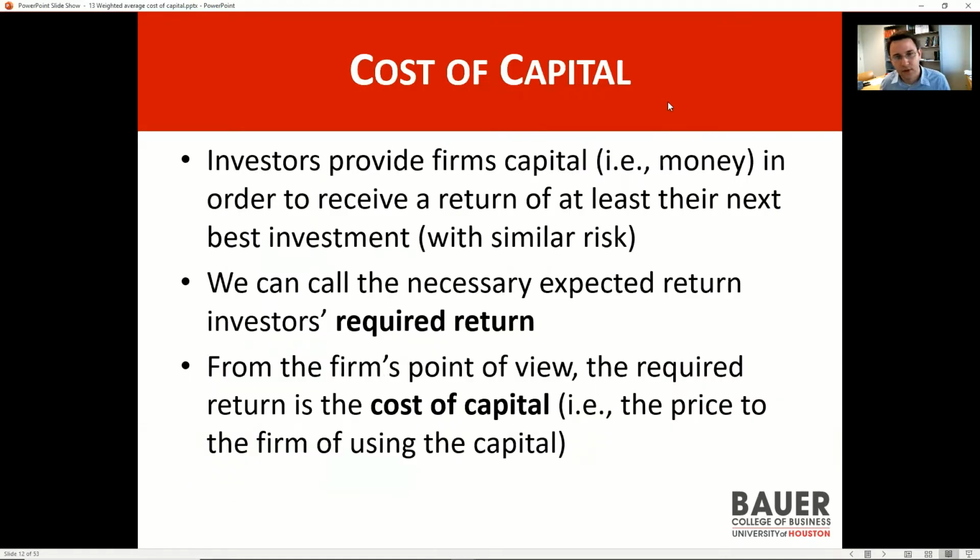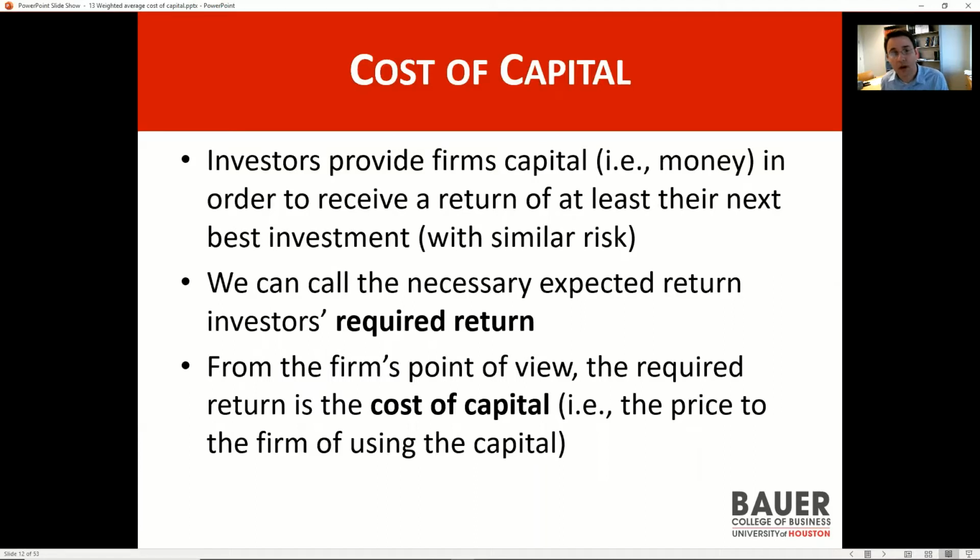So in words, if you don't like the pictures, this is all of that in 3 bullet points. These investors are putting money into the capital. They need to get a return based on the risk that they're taking. We call that the required return, the return that they require based on their risk. So from the CFO's perspective, from corporate finance's perspective, we need to consider that. And that's our cost of capital. That's how much it's costing our investors.